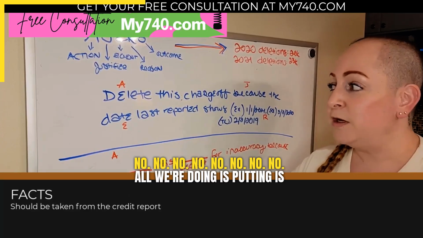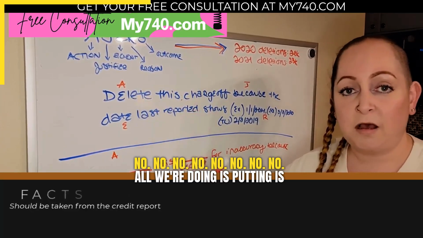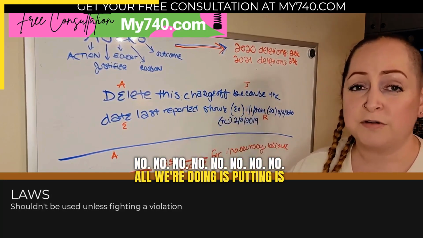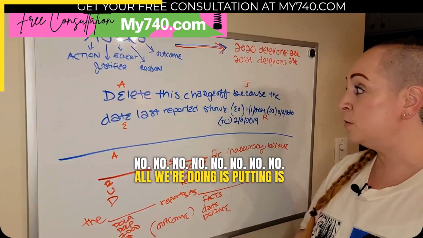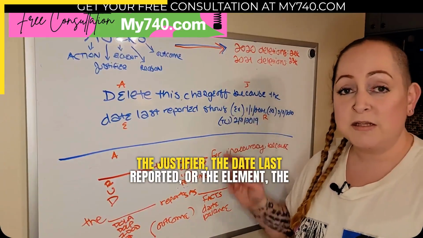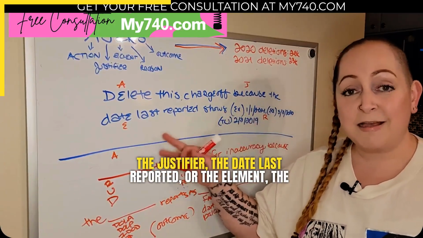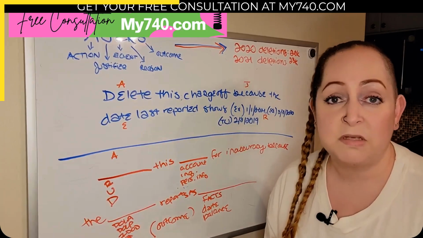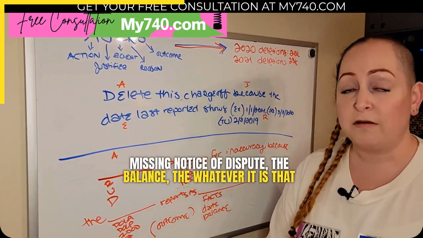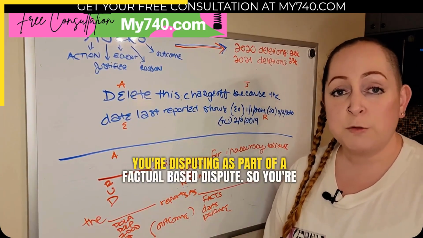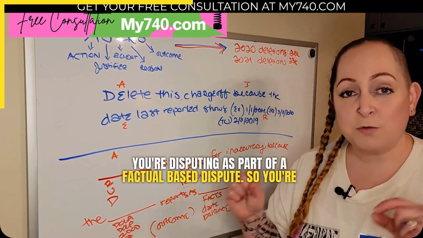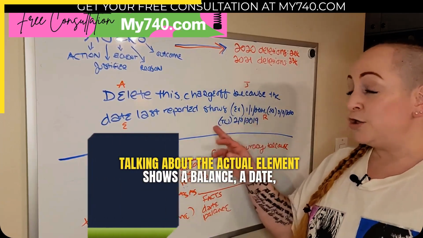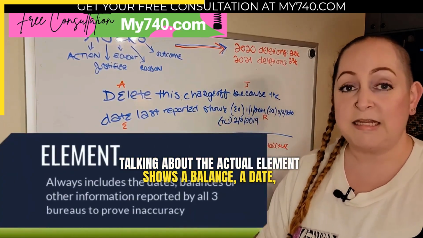All we're doing is putting the action: delete, update, remove this charge off, this account, this bankruptcy, this personal information, this inquiry, whatever it is that we're disputing, because is the justifier, the date last reported, or the element, the missing notice of dispute, the balance, whatever it is that you're disputing as part of a factual based dispute. So you're talking about the actual element shows a balance, a date, whatever.